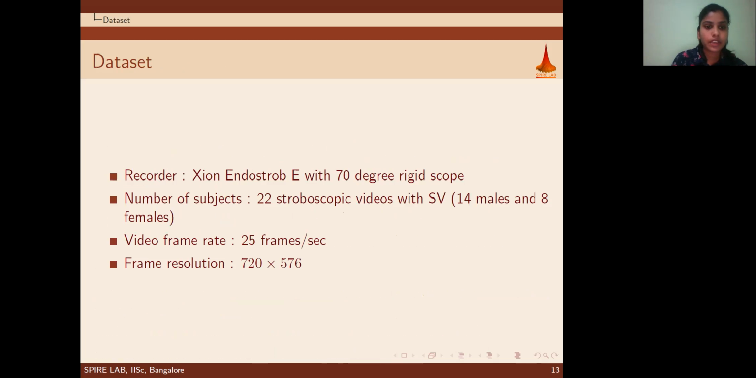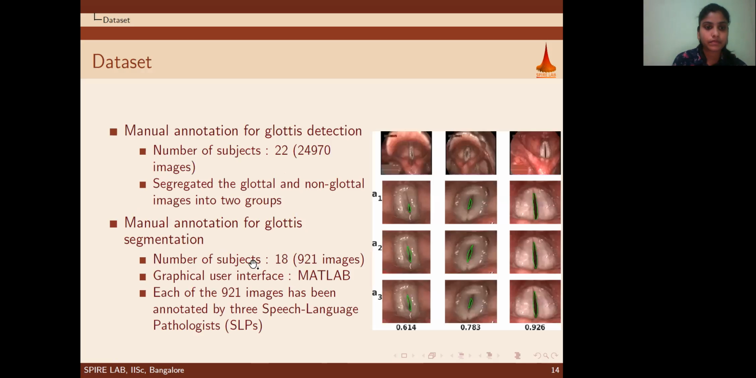For experiments, we consider stroboscopic videos from 22 patients with sulcus vocalis data in this work, out of which 14 are male and 8 are female subjects. And all the videos are recorded using Xion Endostrobe E with a 70-degree rigid scope. Each video has a frame rate of 25 frames per second with a frame resolution of 720 x 576.